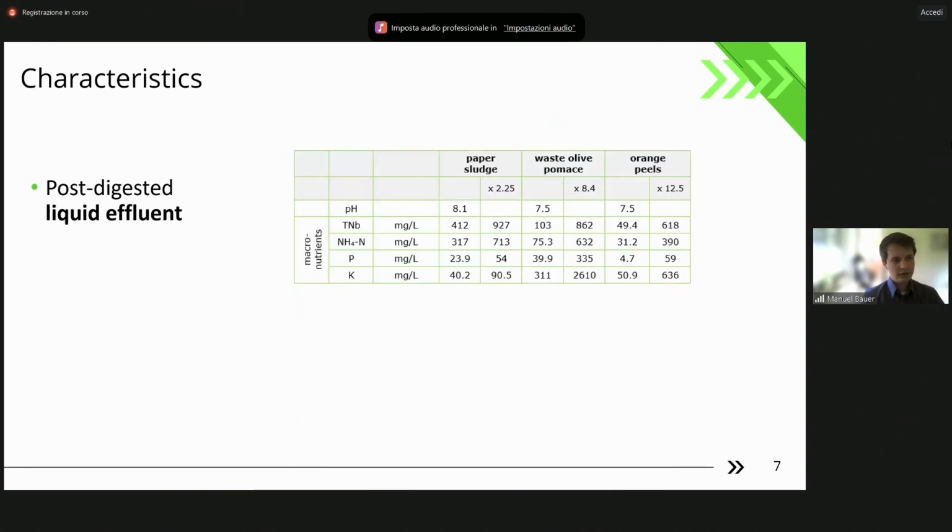Now, the post-digested liquid effluent, I didn't get it from the last presentation, but as far as I know, there were some dilution factors used so that the batch test worked. And so we calculated back from these dilution factors, which were given on the original amount. So that's why you see these numbers in this table. This is just a calculation, so we can estimate how much of the nutrients we have inside there.